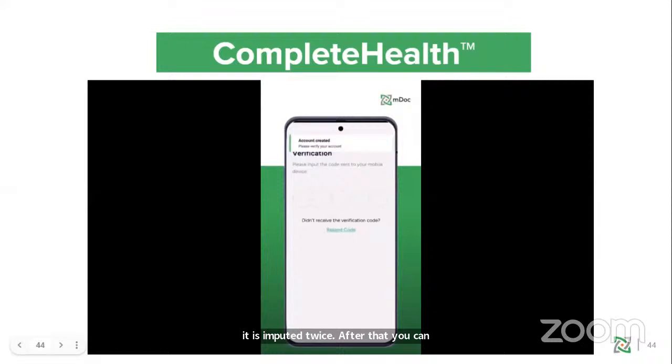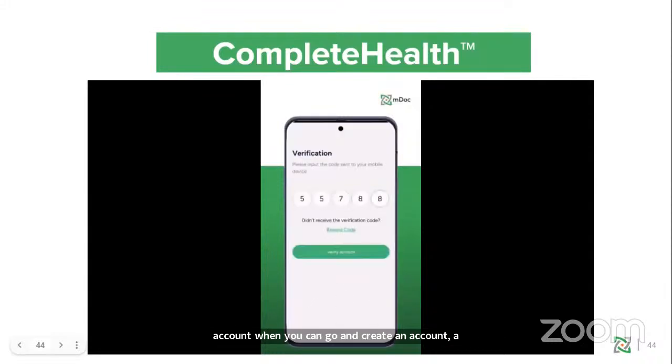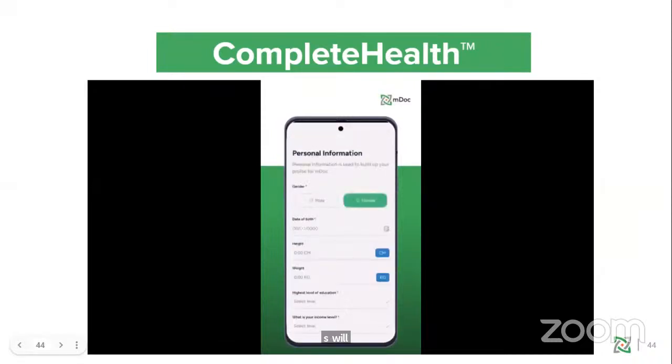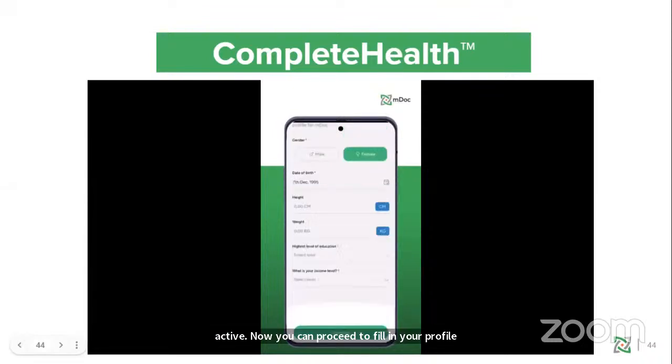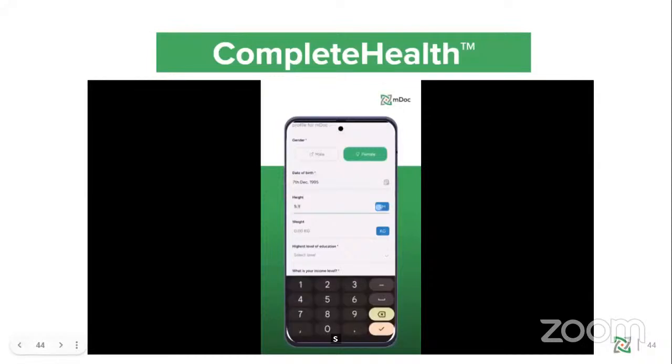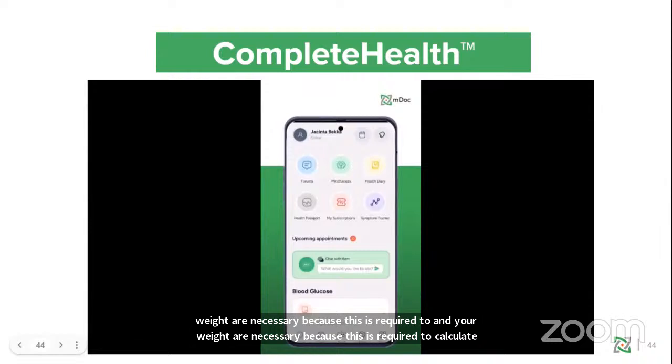When you click on create an account, a verification code is sent to your phone. Kindly input the verification code and your account will be active. Now you can proceed to fill in your profile. In your profile, you need to fill in your gender, your date of birth, your height, and your weight. Your height and your weight are necessary because this is required to calculate your BMI, which is your body mass index. And after that, you fill in your level of education and your income level.